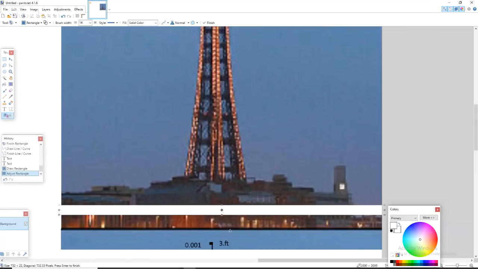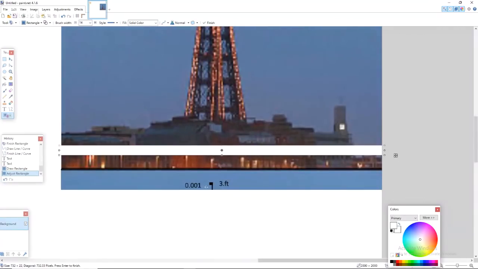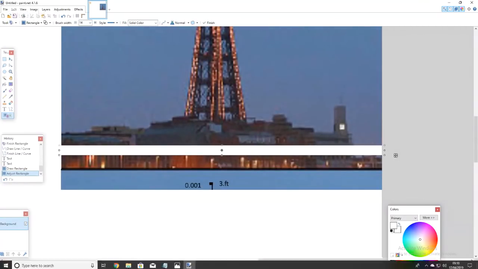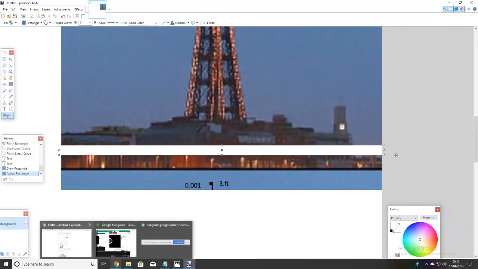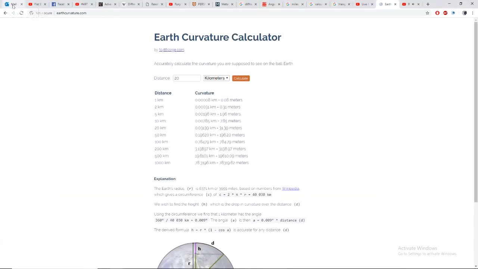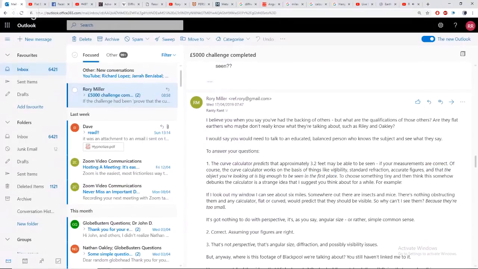So back on target, back onto the point. Rory's lying. He's trying to obfuscate. He's trying to tell us that the curve calculators include, no less, visibility. They don't include visibility, Rory. That's a lie. And that they don't include things that are too small to be seen in the first place. That's my point. That's our point. That's a flat earther's point.